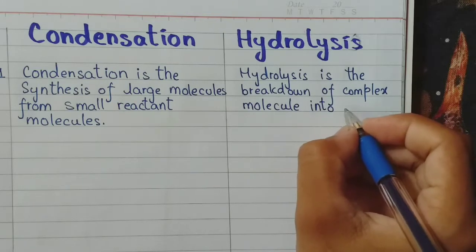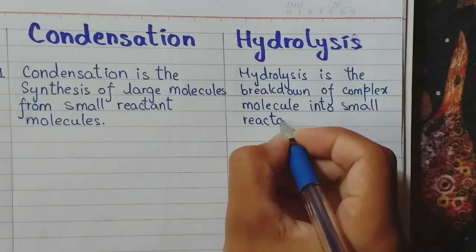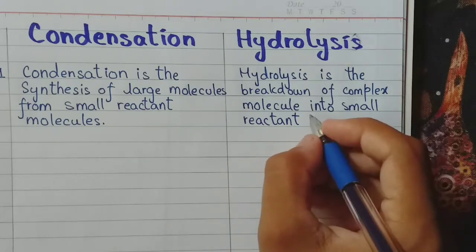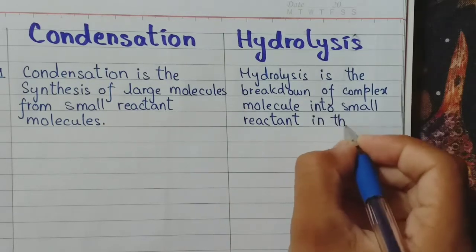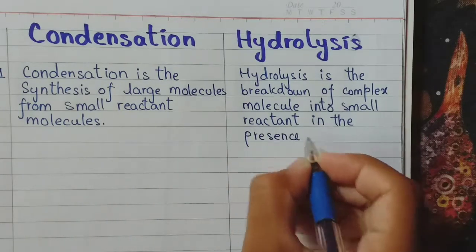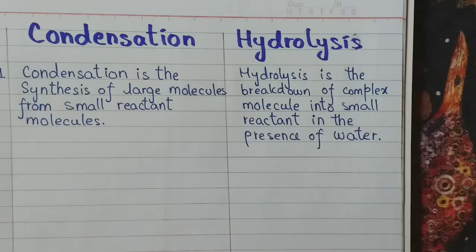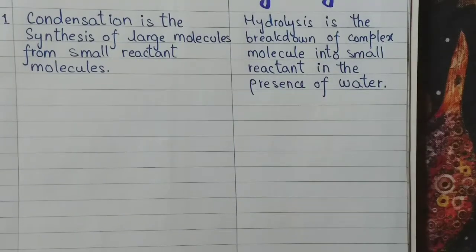So the number one difference between condensation and hydrolysis is, condensation is the synthesis of large molecules from small reactant molecules, while hydrolysis is the breakdown of complex molecules into small reactants in the presence of water, as I told you in the definition.